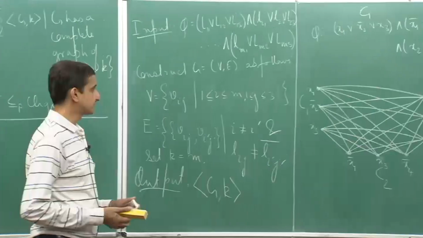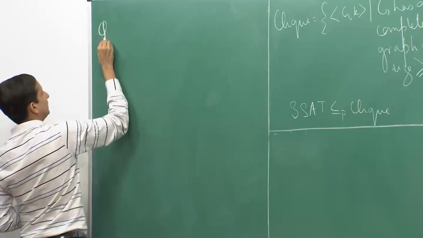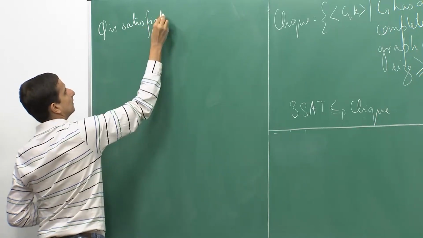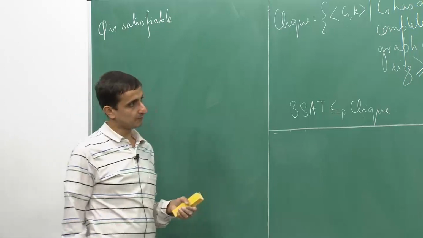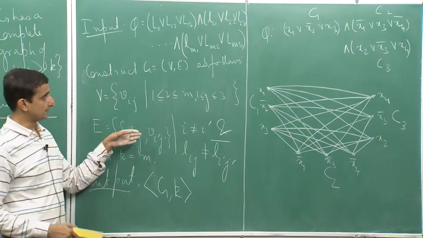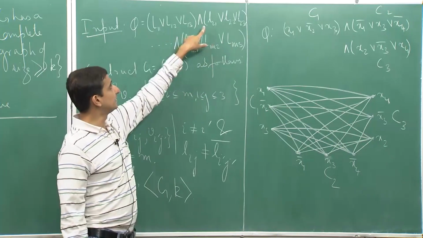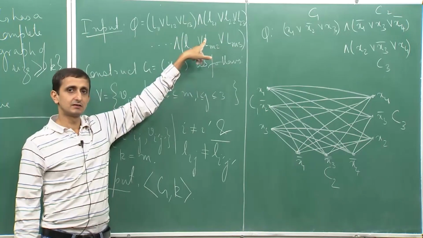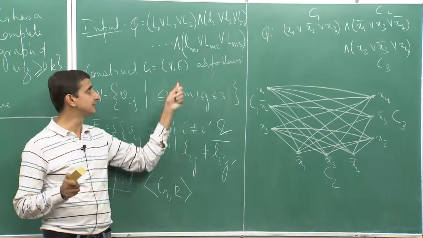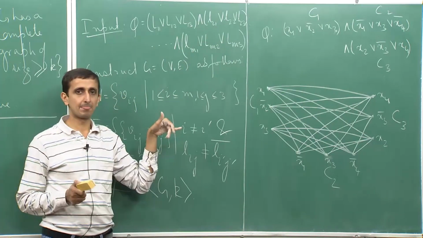So, now why is this construction correct? Suppose phi is satisfiable. What happens if phi is satisfiable? Let us look at this graph. If phi is satisfiable, by our construction, there exists one literal for every clause that gets a value 1. So, there is some truth assignment which gives a value 1 to at least one literal in every clause.